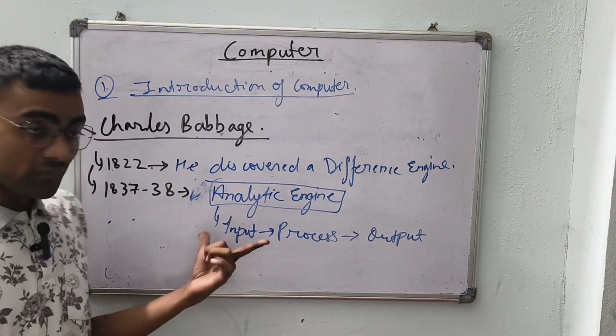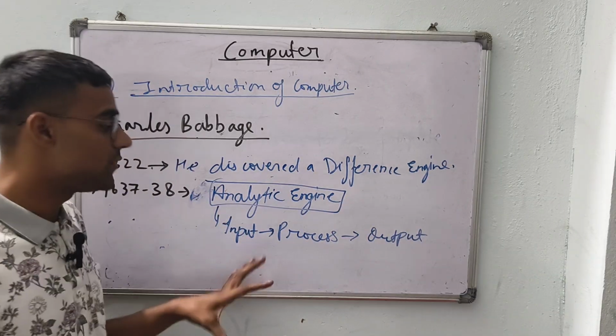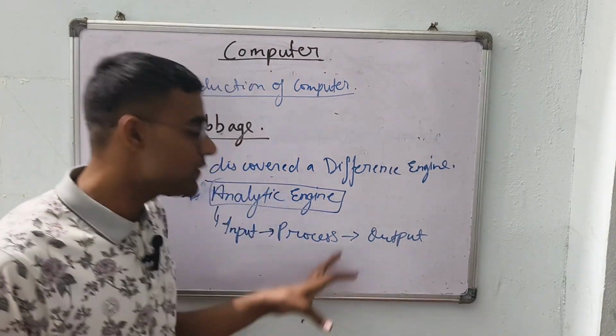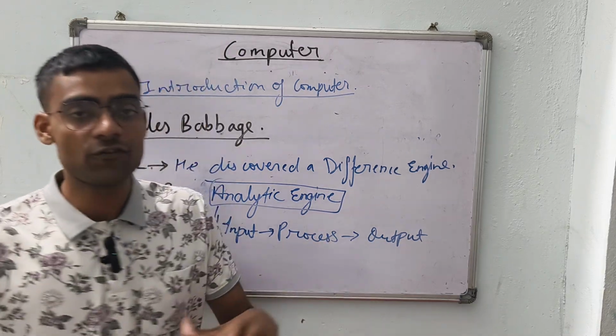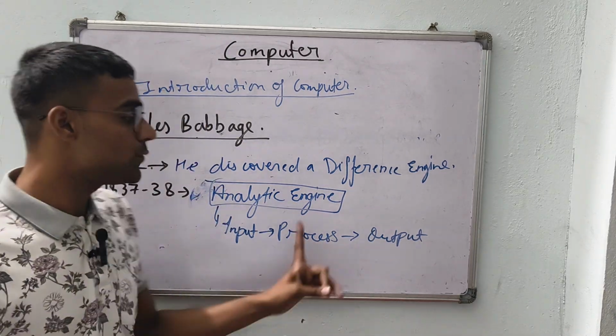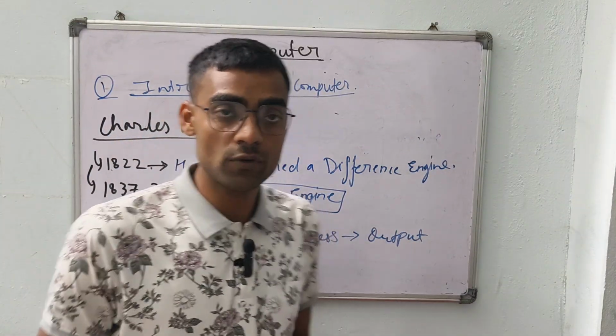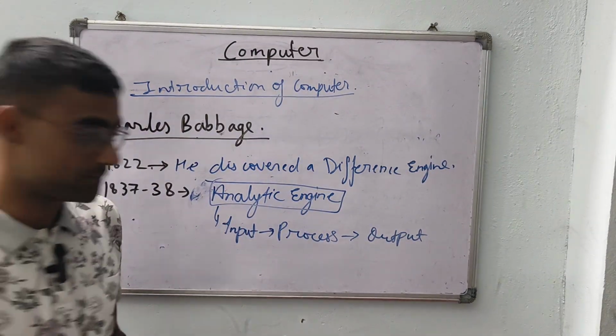In that he explained how the input is there. When we give input, then there is a process, after which we get an output in the form of a result. Because of this input, process, output, he is known to be the father of the computer.